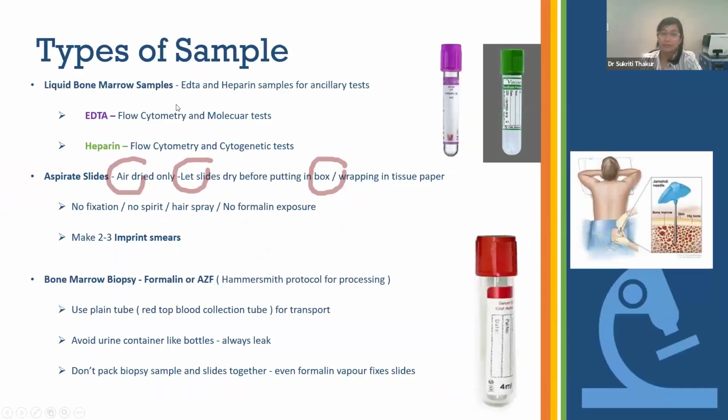So for a pathologist, what is most important is a sample. If we get an adequate sample in a perfect tube, then life becomes simple, right? So for us, EDTA and heparin are the two most important bulbs in which we frequently get samples for peripheral smear, for flow cytometry evaluation, and for various molecular and cytogenetic studies.